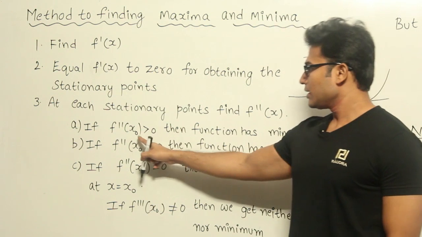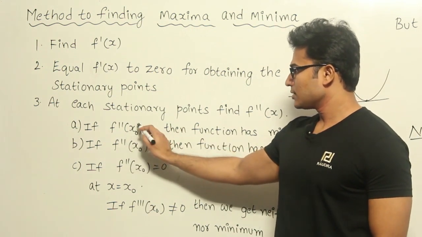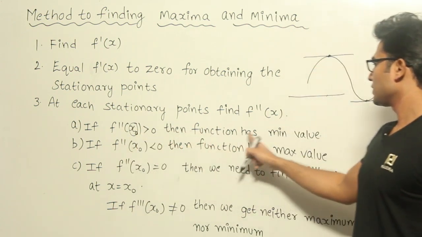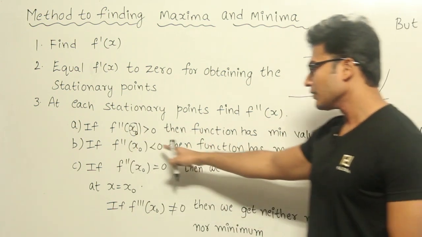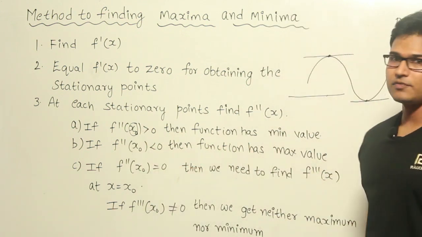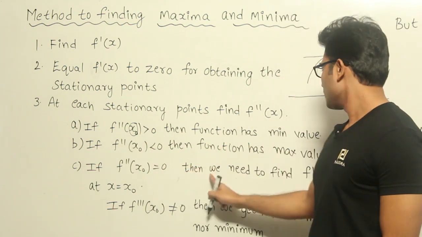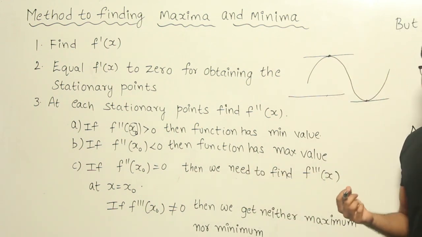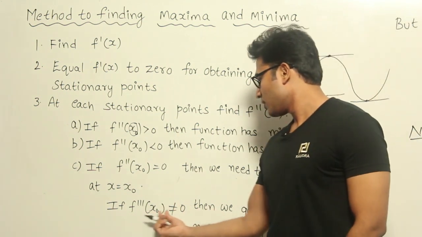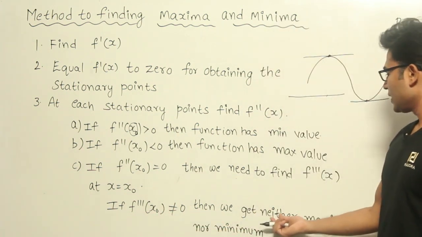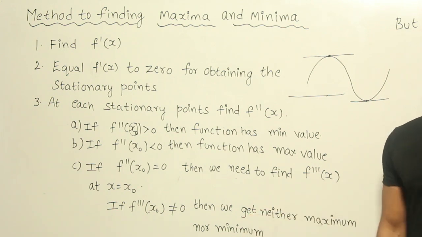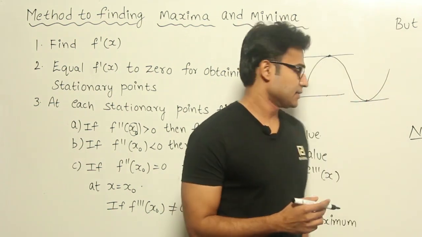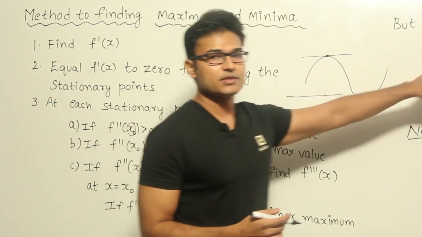If the double derivative at that stationary point, let us say the stationary point is x naught, is greater than 0, then the function has a minimum value. If the double derivative is less than 0, then the function has a maximum value. But if it is equal to 0, then we need to probe further and find the third derivative. If the third derivative is not equal to 0, then we can say that the function has neither maximum nor minimum at that point. Got it?